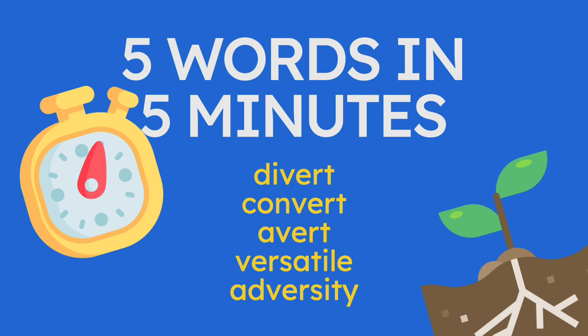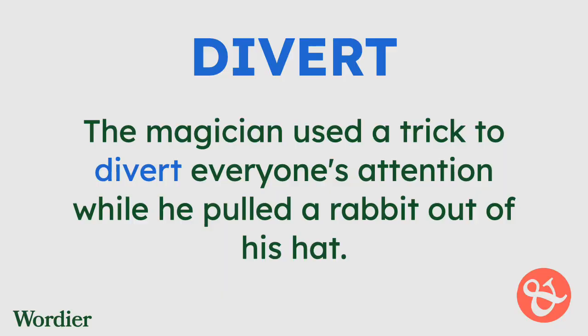Let's get started. Our first word is divert, and as usual, let's look at an example sentence so that you can try to figure out what the word means. We could say, the magician used a trick to divert everyone's attention while he pulled a rabbit out of his hat. So perhaps the magician diverted everyone's attention to the door or something like that, or perhaps to his left hand while he did something with his right hand. So magicians often need to divert the audience's attention because that gives them the opportunity to make something seem as though it appeared out of nowhere, even though it didn't.